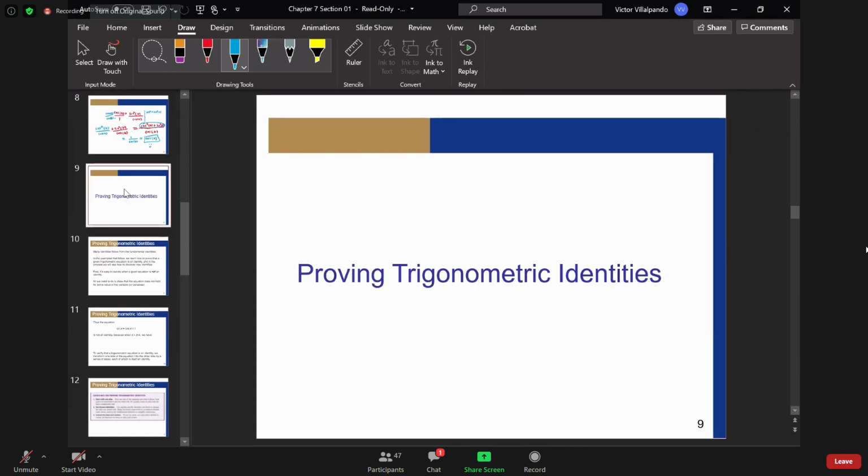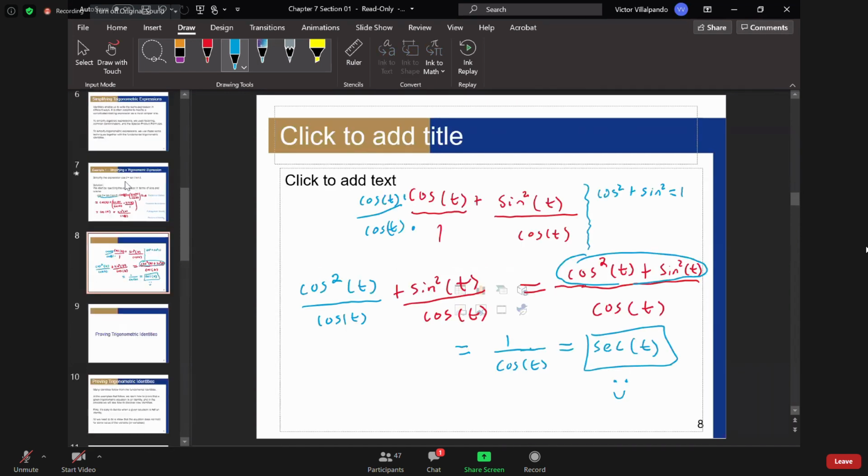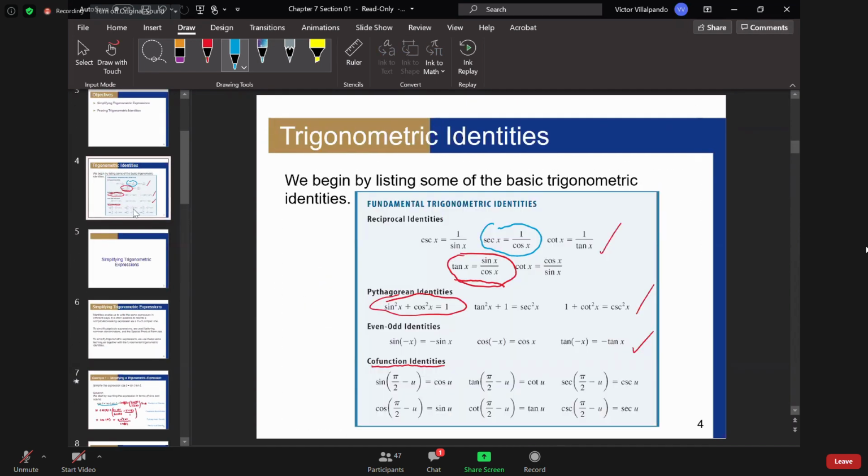Now, proving trigonometric identities. An identity holds for every single value that you can pick for the variable. Let's go back to our formulas, for example sine squared plus cosine squared equals 1. For whatever values I pick for x, it's always going to equal 1 no matter what. That's what makes it an identity. It's true for all values of x.